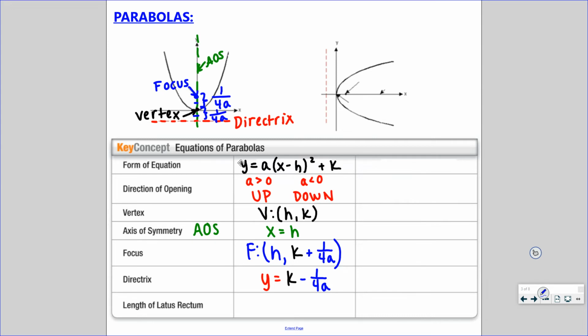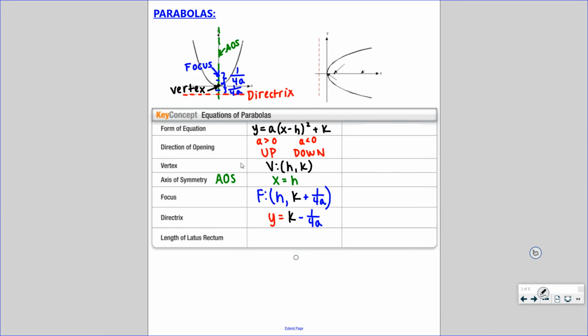All right, the last vocab word I'm going to tell you, and it's sometimes used in word problems. We won't get to the word problems today. We can write down the definition for this: latus rectum.